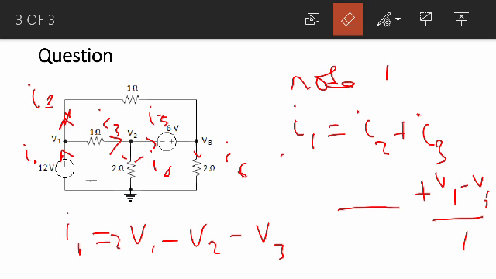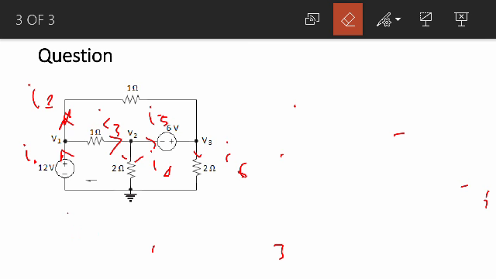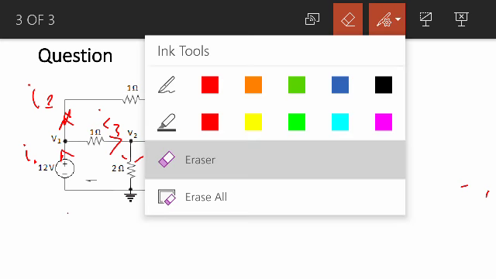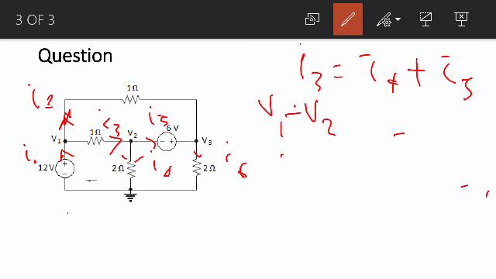Let's erase this and let's consider node 2. If you look at node 2 clearly, and according to Kirchhoff's current law, you see that the current entering the node is I3, but the current leaving the node is I4 and I5. So we can say that I3 is equal to I4 plus I5, okay? Now, I3 is the current from V1 to V2. So we are going to say V1 minus V2 all over 1, which is the resistor, equal to I4, which is passing through 2 ohms.